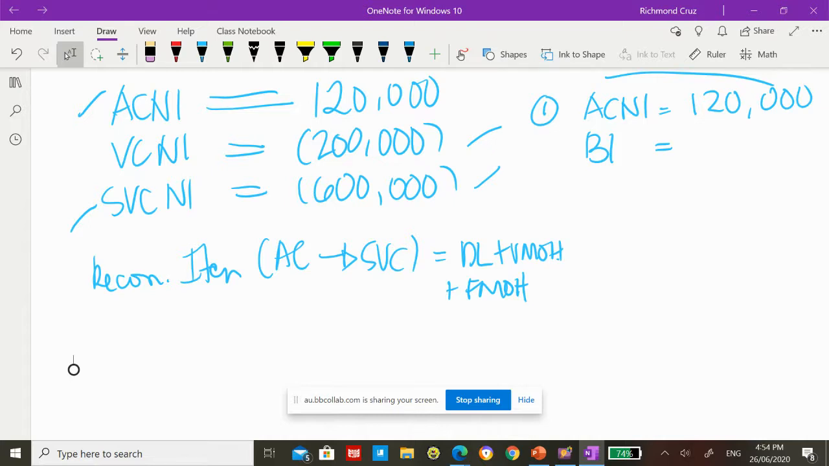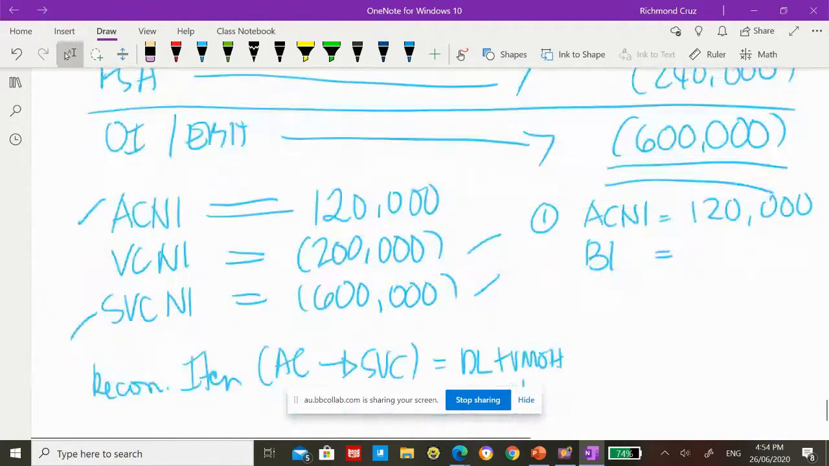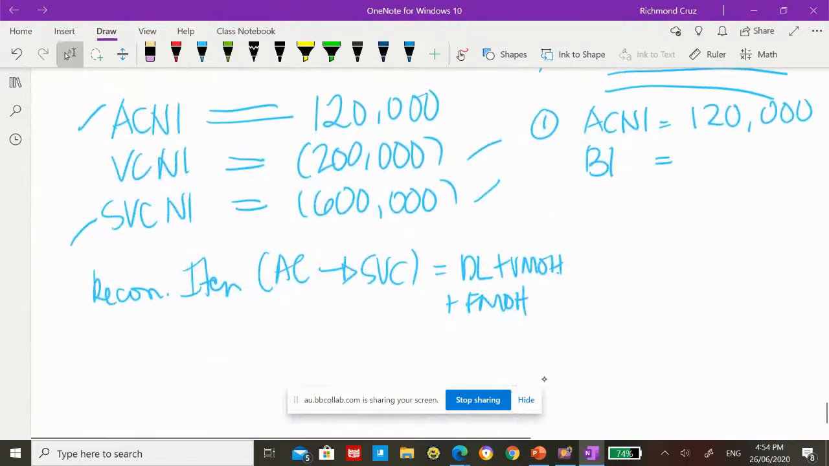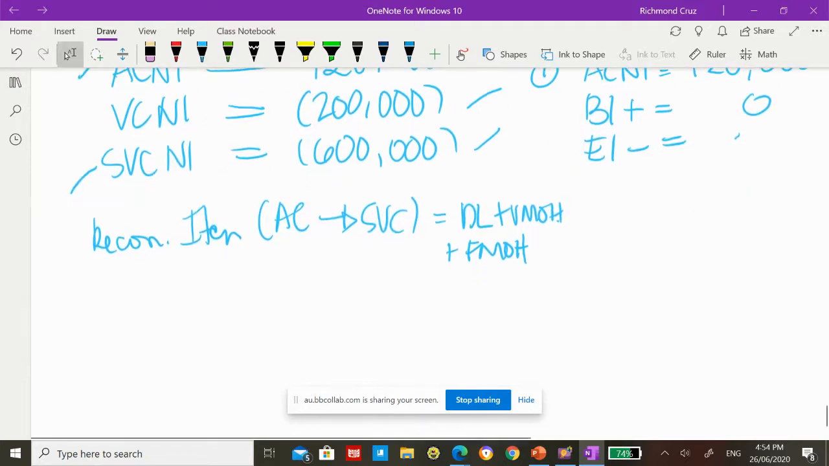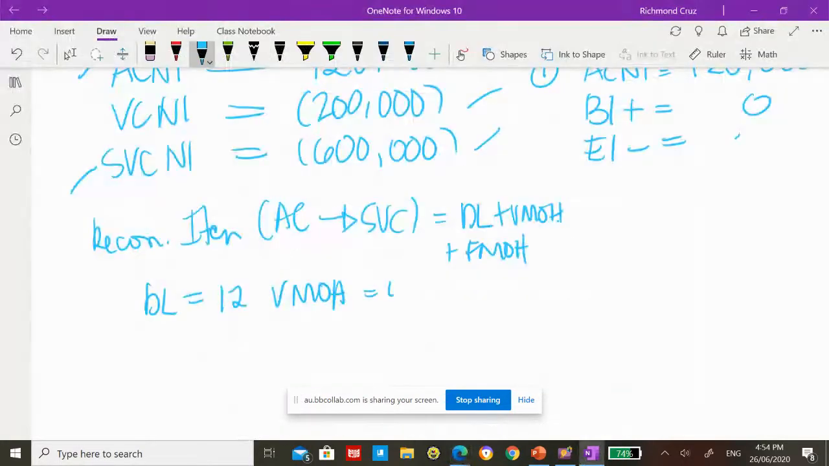Luckily, for year 2, there is no beginning inventory, so this is 0. If you remember, for absorption costing to variable costing, we add the beginning inventory and deduct the ending inventory. So this is 0. This is 0. And the direct labor is 12. The variable manufacturing overhead is 4.